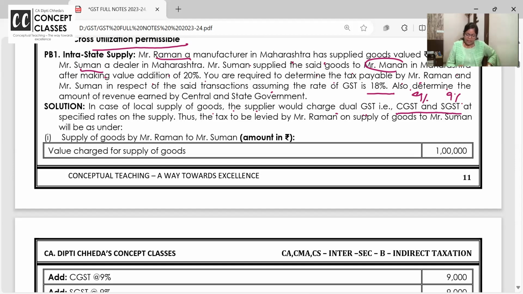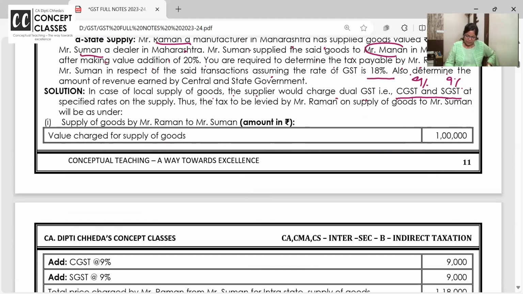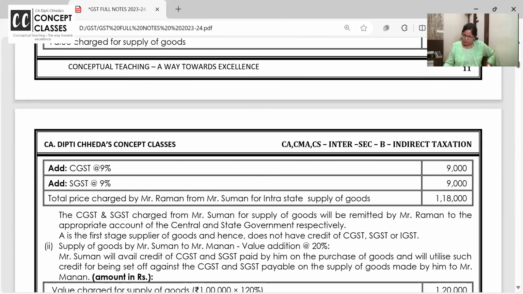ठीक है? चलो. So Raman has supplied the goods to Suman for 1 lakh rupees. Okay. So 1 lakh rupees goods he is going to sell and 18% tax he will collect. Okay. And CGST and SGST from Suman for supply will be remitted by Raman to the appropriate account of central and state government. Okay. Raman is the first stage of the supply of goods and hence does not have any credit. समझ में आ रहा है? See, yesterday also when I started with a manufacturer, the first stage, I didn't take any credit. Did you get it? Because it is first stage right now, there is no credit.